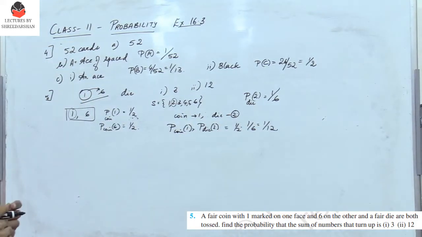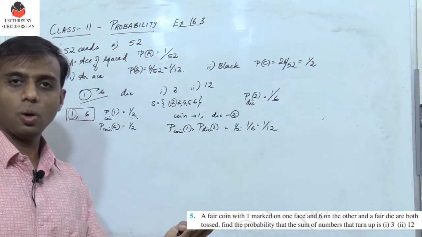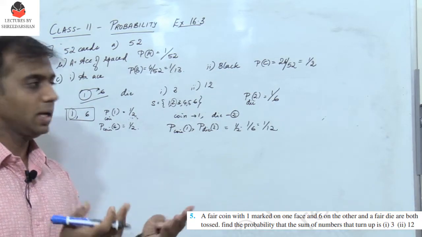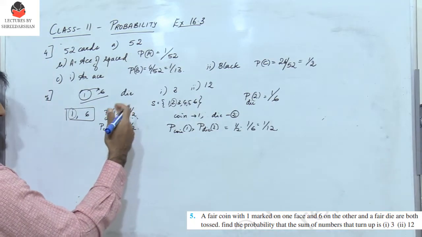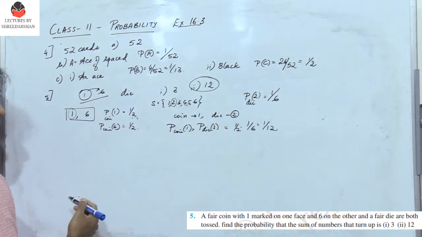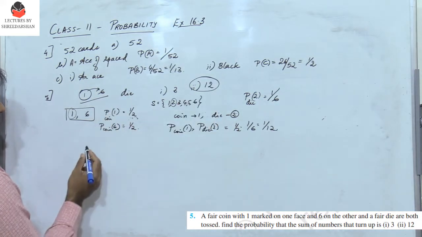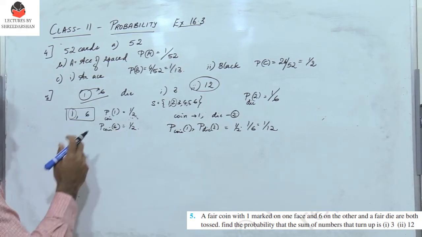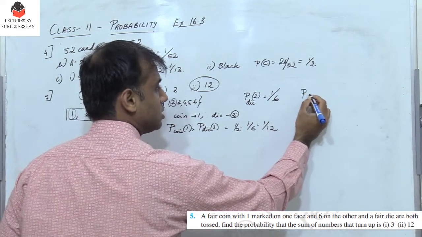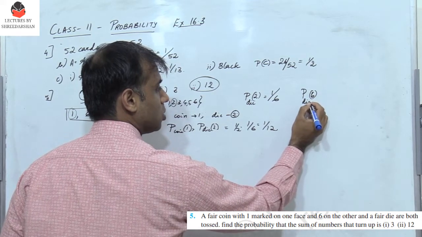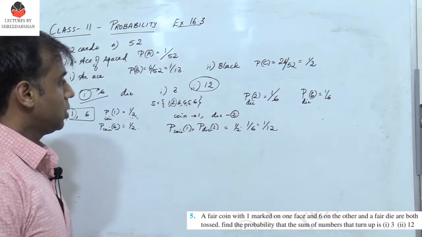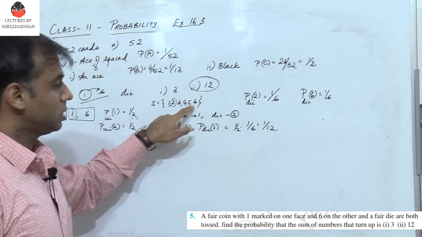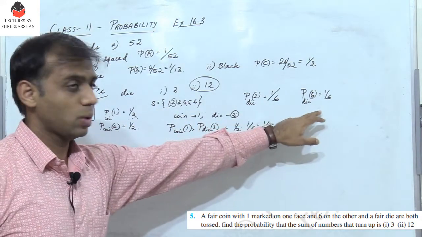So probability of getting a 1 on a coin and a 2 on a die is 1 by, again, probability that I get a 12. So when I add the numbers, I should get a 12. So probability of getting a 6 on a coin is 1 by 2. Similarly, probability of getting a 6 on a die is also 1 by 6, isn't it? So therefore, one favorable outcome divided by total number of outcomes. So it is 1 by 6.